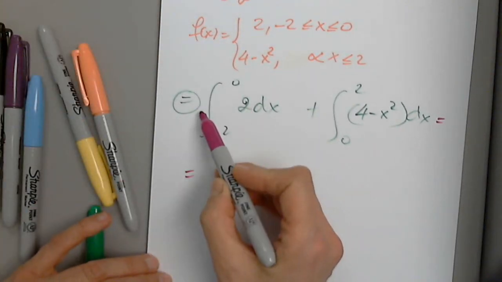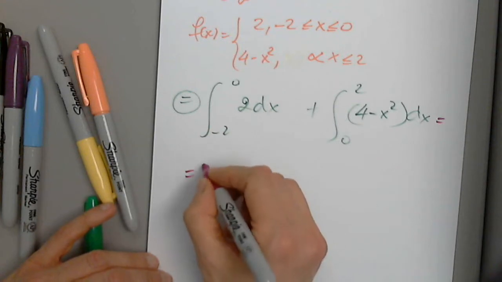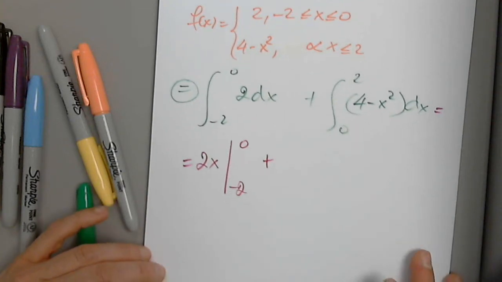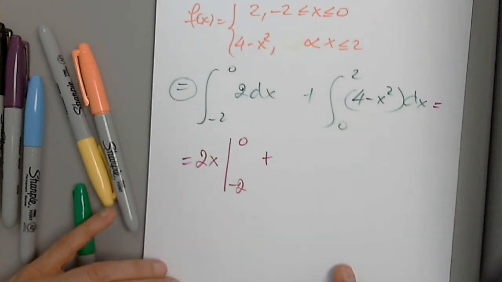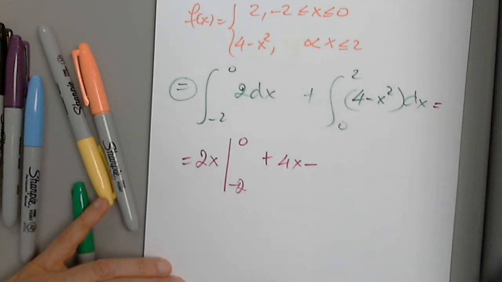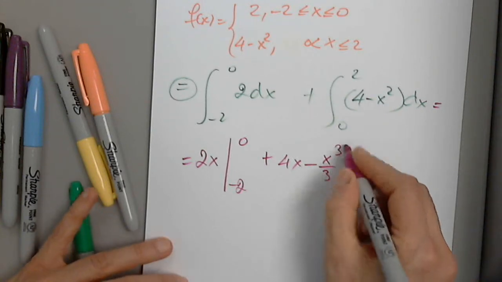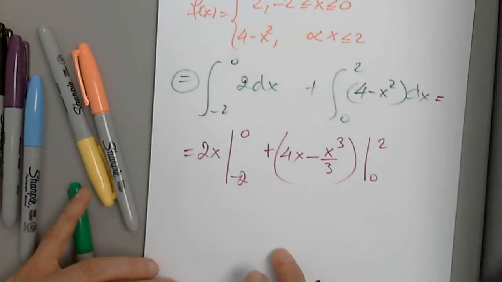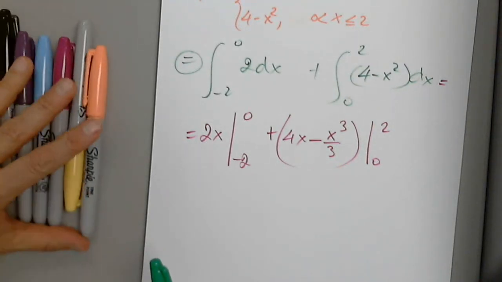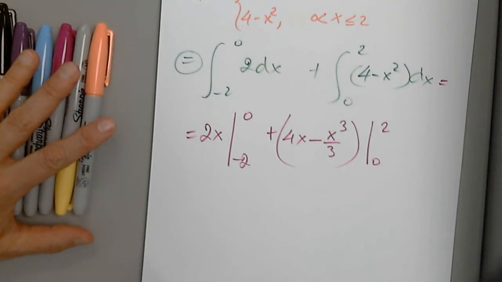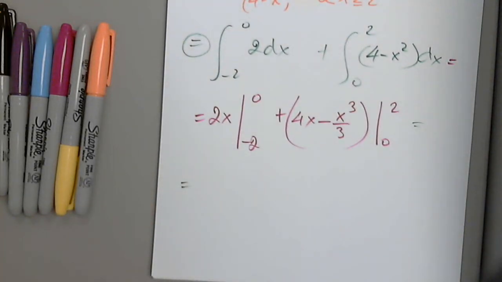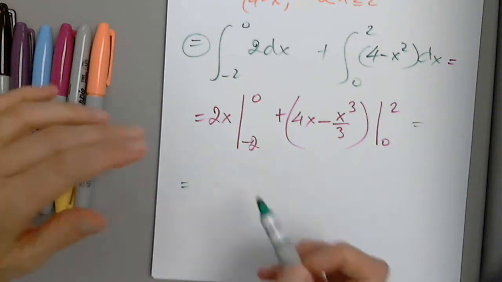So now what is the antiderivative of 2? You can say move 2 in front, and then I'm going to ask you what is the antiderivative of 1? Indeed, x. Very good. From negative 2 to 0 plus. What is the antiderivative of 4? 4x. What is the antiderivative of negative x squared? x cubed over 3. Very good. From 0 to 2. Awesome. Good. Remember the properties and remember how fundamental theorem of calculus part 2 is teaching us to evaluate this.